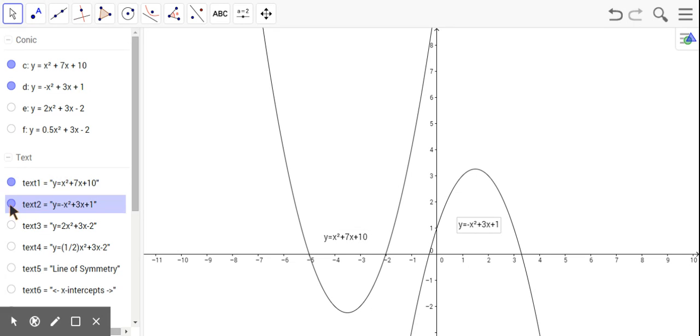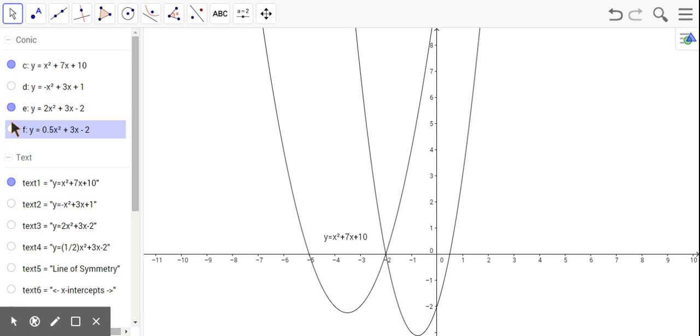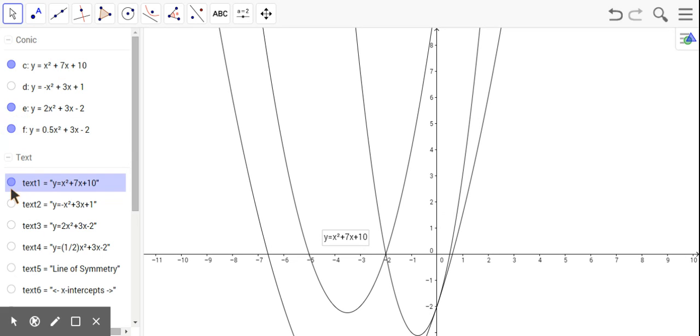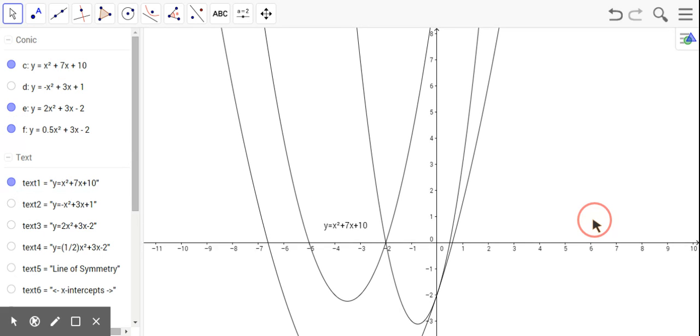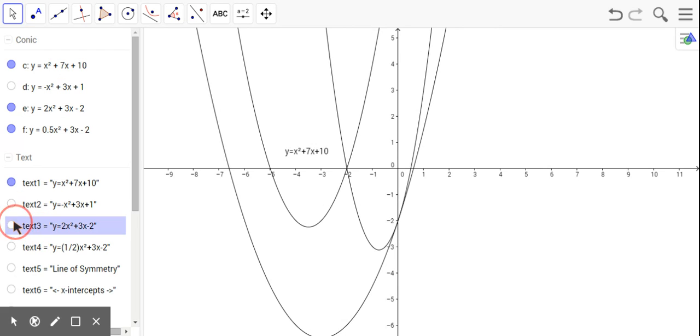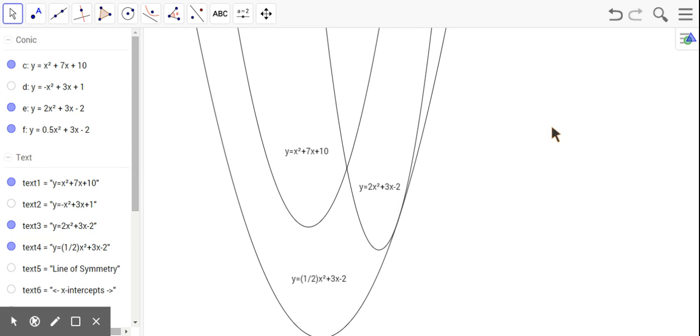So now I want to get rid of this and get rid of that one. I want to add 2 more parabolas in for you to look at, and I'm going to add in their formulas. So let me get rid of the axes, because you don't really need the axes.